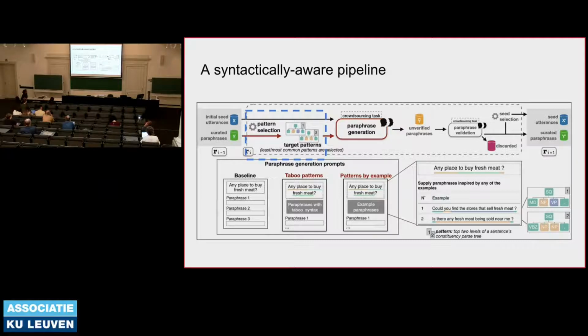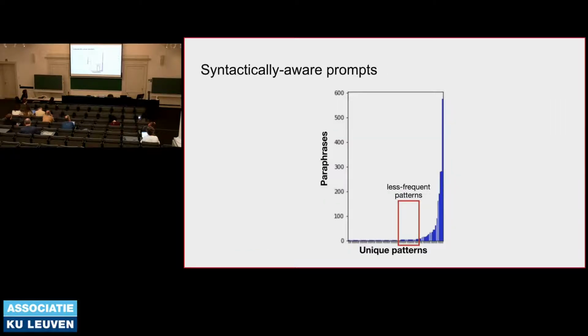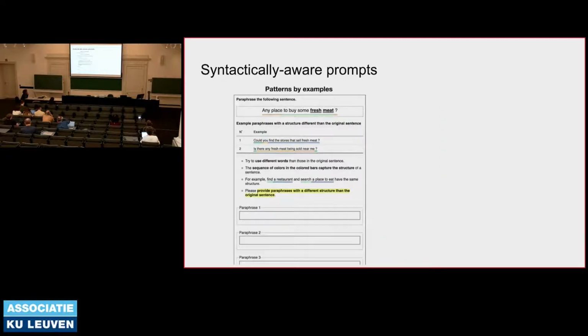These patterns are used to inform the paraphrase generation step, where we propose a set of prompts as shown in the picture. One prompt is called patterns by example and the other is called taboo patterns. If we consider as target patterns the unique patterns that are less frequent in the dataset we receive as input, the tail of the distribution shown in the chart, then we could simply sample a paraphrase from each pattern in this portion of the distribution and enhance the baseline prompt to show these paraphrases. This is what the patterns by example prompt does. It encourages the crowd to contribute paraphrases for the less frequent patterns in the dataset.